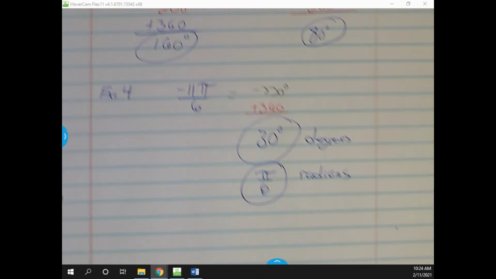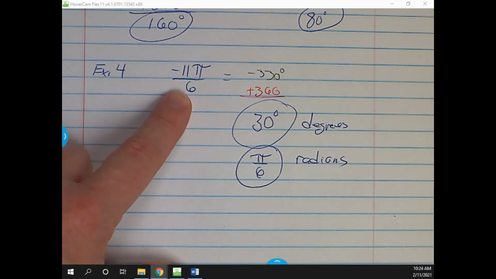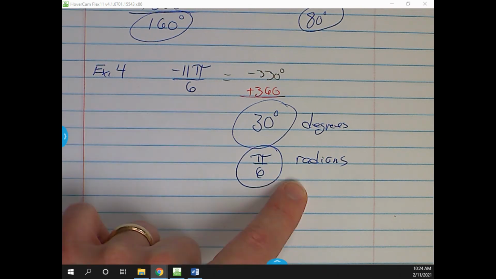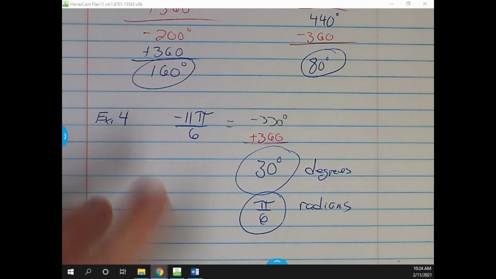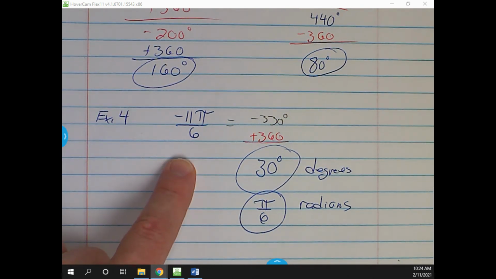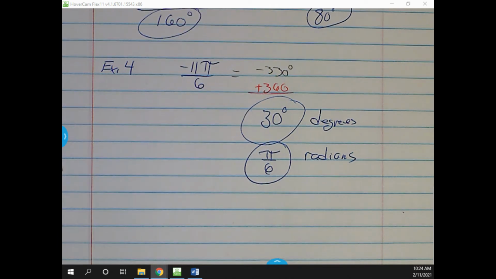So, but more than likely, if they give you an answer in radians to start with, they probably want the answer in radians when you get finished with it. If they start with degrees, then you stay in degrees. I don't know that you'll see this, but just to be on the safe side in case they sneak this one in on you, that's kind of what you would do.